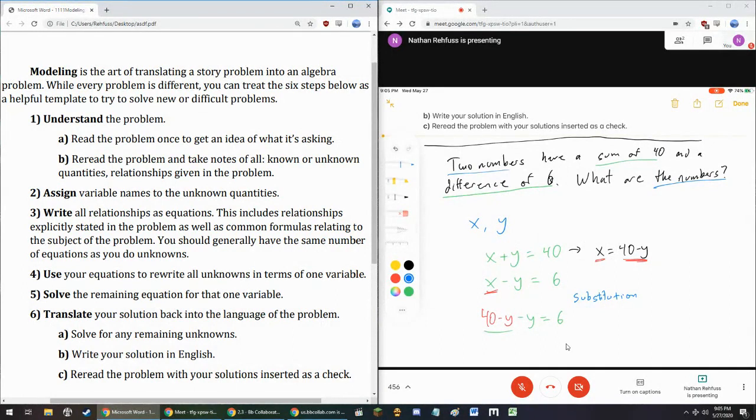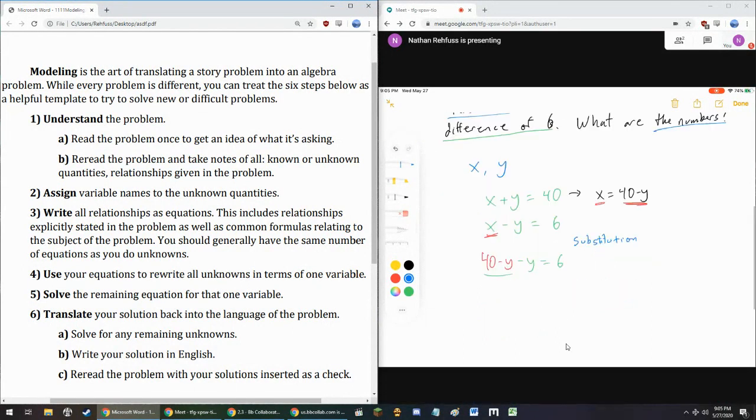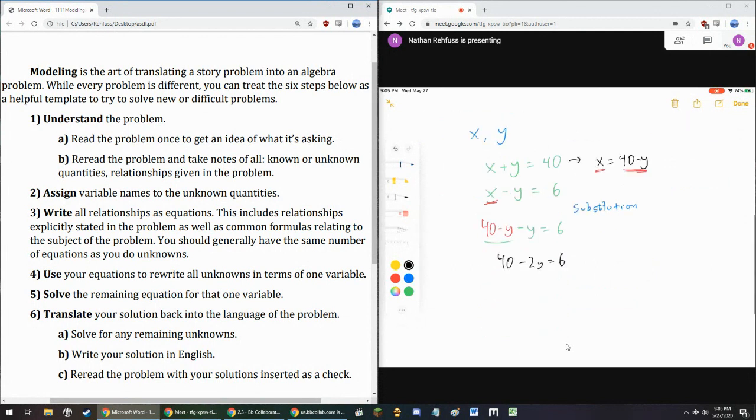So now what I can do is simplify this. All right, that means gather like terms, 40 minus 2y equals 6. I'll go ahead and add 2y to each side. This is a little slower than it has to be, but I like it better with positive numbers. And subtract 6 from each side. So 40 minus 6 is 34. That equals 2y.